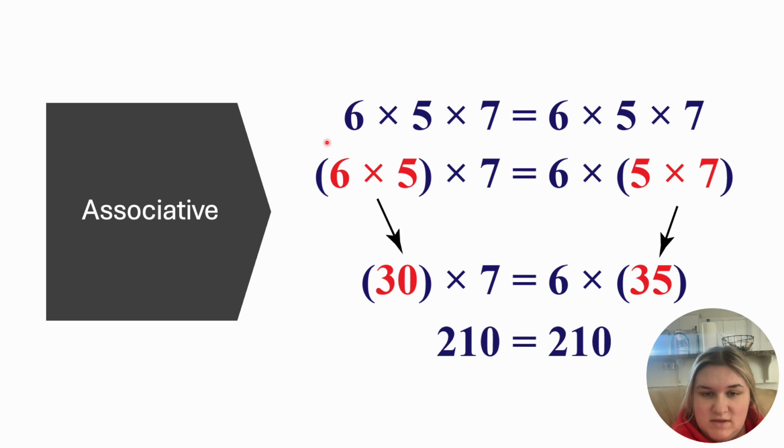Next is the associative. So 6 times 5 times 7 would still equal 6 times 5 times 7, but if you multiplied these two in the parentheses and you made it 30, because 6 times 5 is 30, and then you had times 7 on the outside, it would be the same thing as doing the 5 times 7 in the parentheses and then having the 6. So you could multiply the 30 times the 7, and it will equal 210, but you could also, if you went the right method, on the right, you could do 6 times 35, and it would still equal 210.